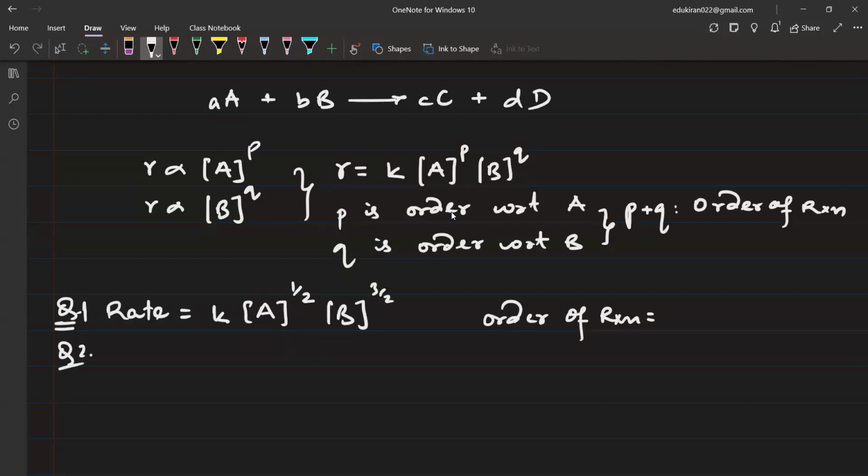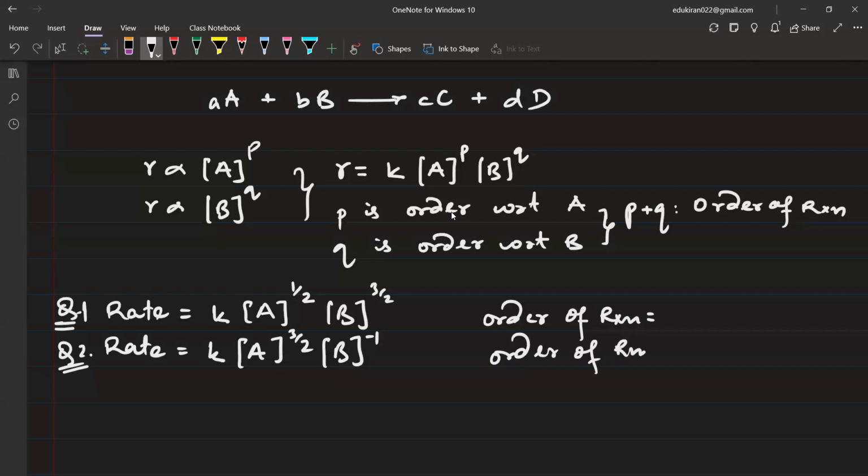Question number 2. Simple questions, very simple. And this is a board question, okay? The concentration of A has power 3 by 2, and the concentration of B has power -1. What is the order? Add them up. You will write this in the board exam. Add them, don't leave it.